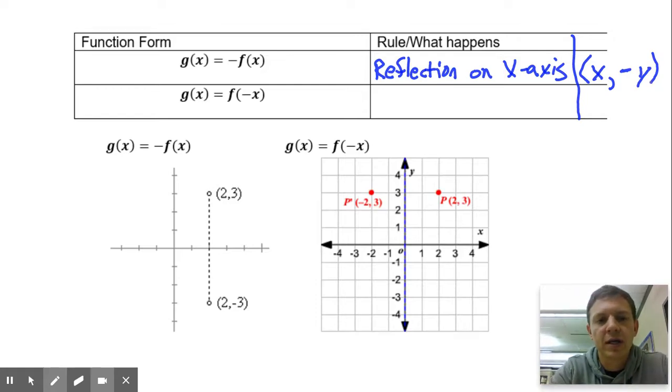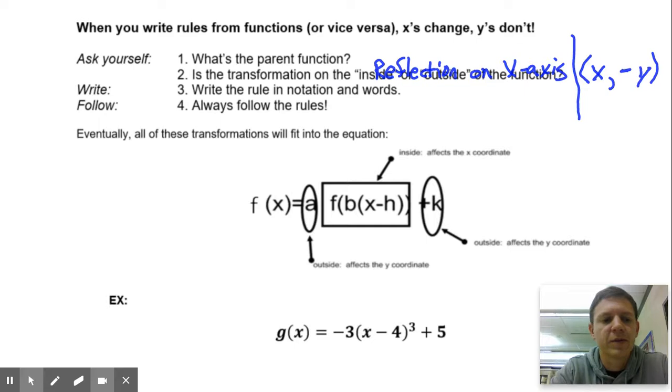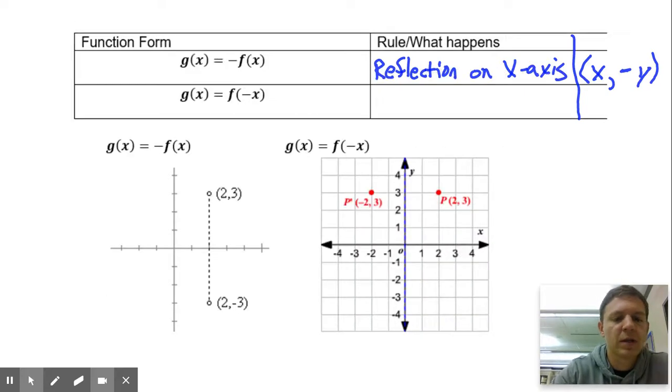And we can look at that on our graph to the left. With a negative in front of our function, whatever our function is, it takes our original point and just makes the y negative. So it's a reflection across the x-axis. We're reflecting this point, and our x-axis is kind of the center, the line of symmetry.